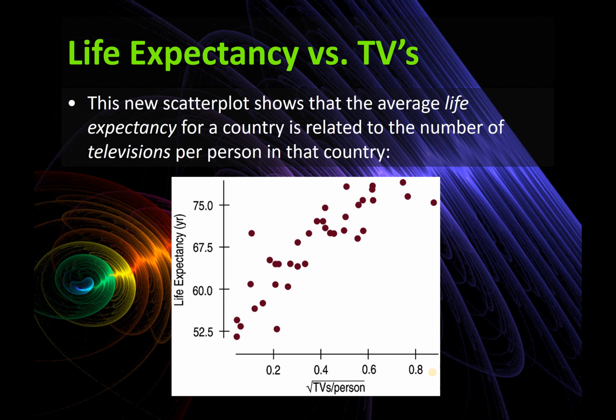But here's life expectancy versus TVs. You know what's weird? That's an even stronger association. That data is a lot less spread out. Still life expectancy, but now this axis is the root of TVs per person. That's just been re-expressed to make the data more linear. Why would TVs be a better predictor of life expectancy?